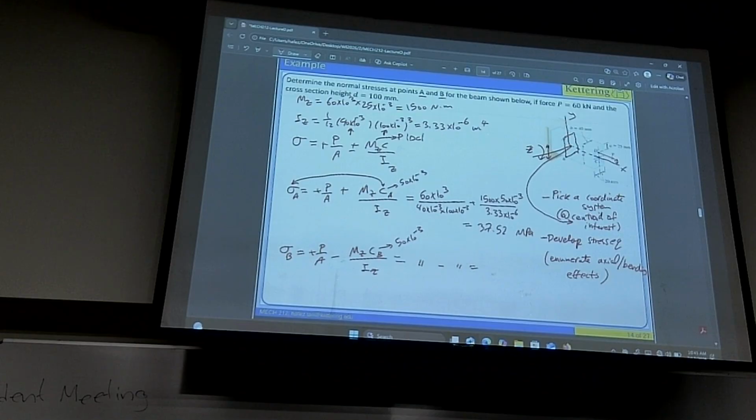This is negative 7.52 megapascal. Again, to convert it to mega, we know that you have to divide by mega, which is 10 to the 6.